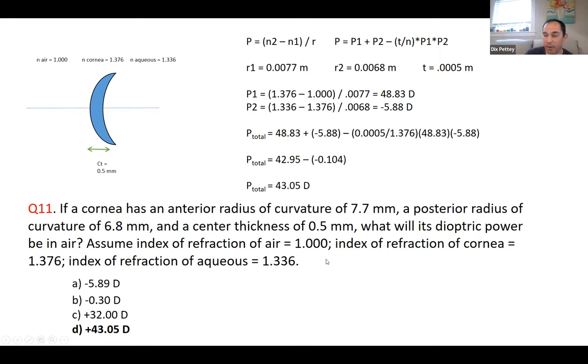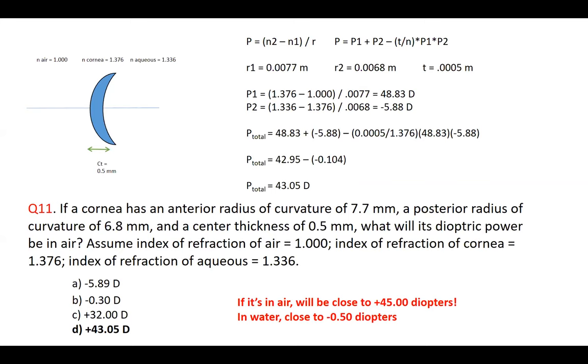So as a rule of thumb, if it's in air, it will be close to 45 diopters. If it's in water, it will be close to minus a half diopter. The lens maker equation and the thick lens equation are both very useful, and you could calculate those out. But something like this, if you can just keep that in your mind, like, I use this in contact lenses and in cornea all the time, that the average cornea is around a 45. So that's something good to have in mind clinically as well. If you just keep those two rules in the back of your head and pay attention to whether the index of refraction is in air versus water, that should help quite a bit.